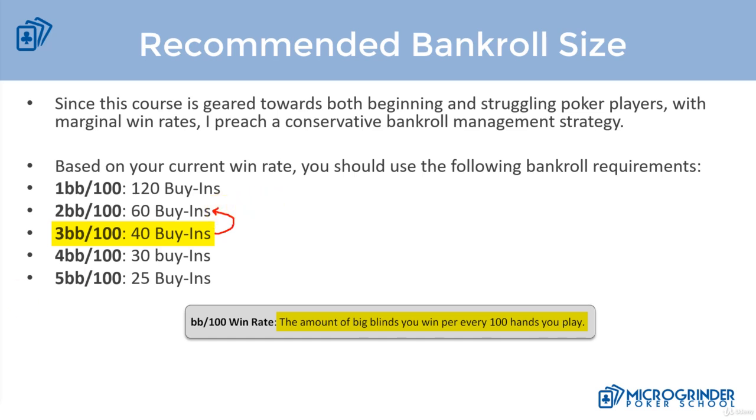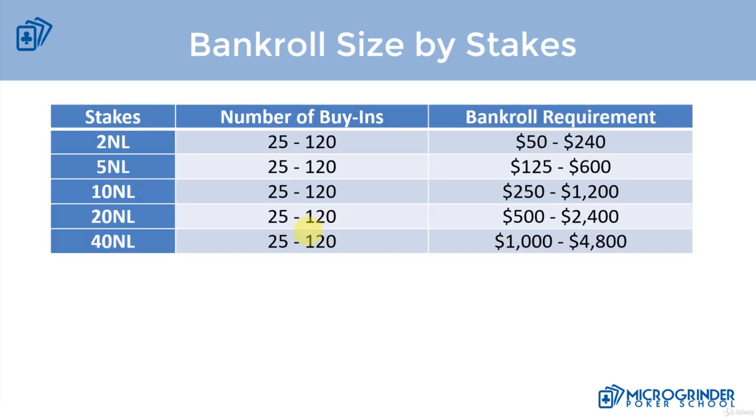So let's go ahead and look at this from the perspective of playing different stakes. What I did is I calculated anywhere from 25 all the way up to 120 buy-ins for 2-L, 5-L, 10-L, 20-L, and 40-L. So this would be a $2 buy-in game, a $5 buy-in game, a $10 buy-in game, a $20 buy-in game, and a $40 buy-in game. This will give you an example of where you need to be.